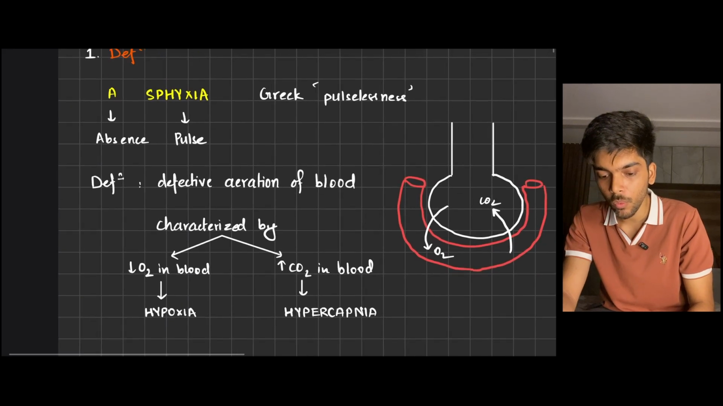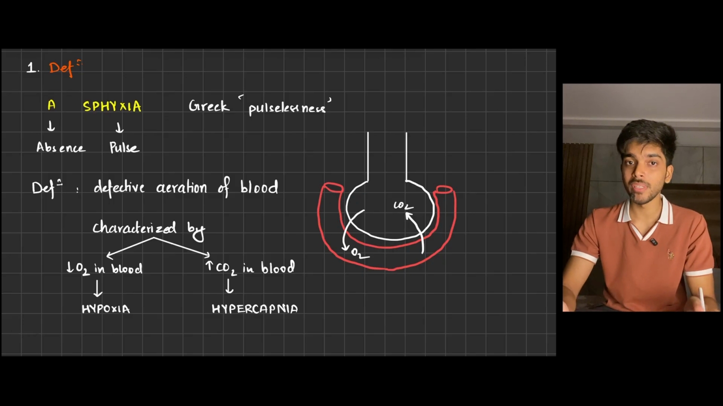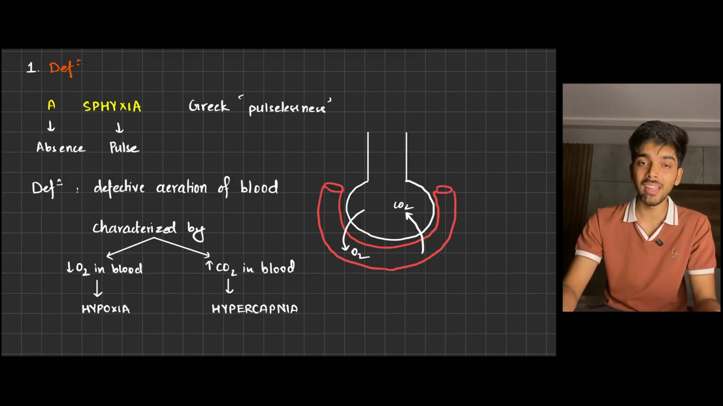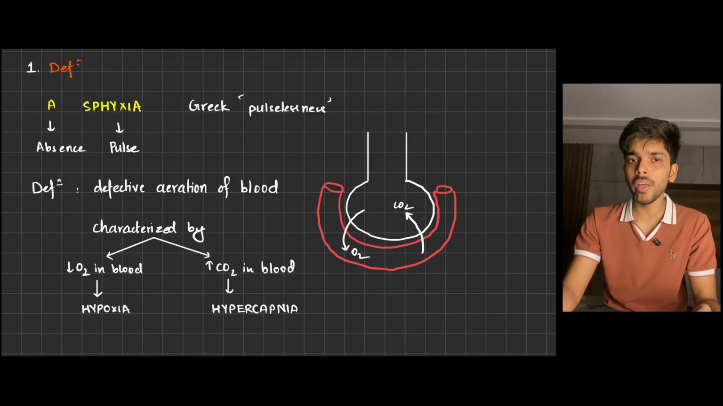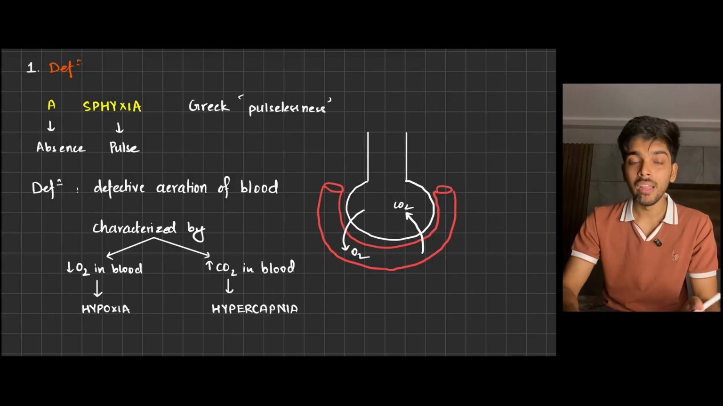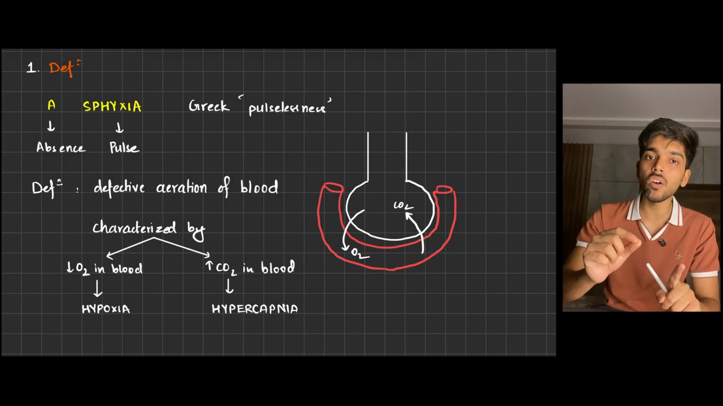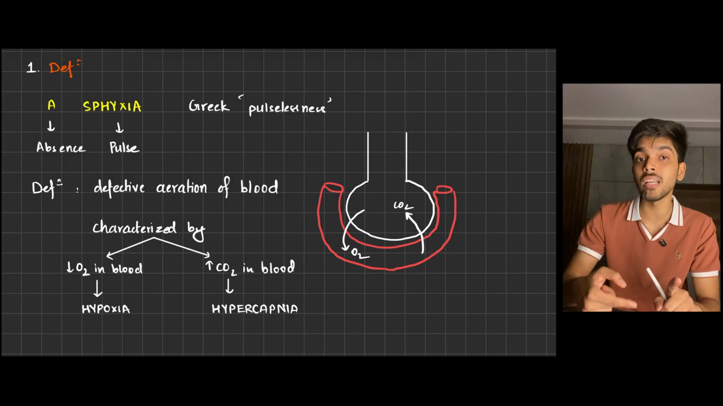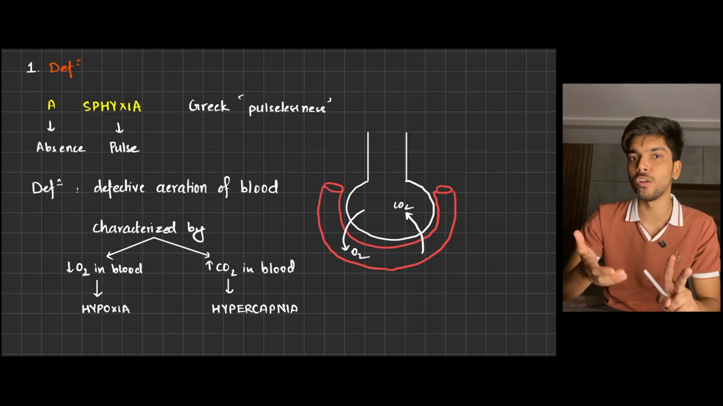So finally, what is asphyxia? Asphyxia can be broken down into A and sphyxia, where A means absence and sphyxia means pulse. So in Greek, it literally translates to pulselessness. By definition, it is defective aeration of blood which can be due to pathology or impairment at the site of ventilation or at the site of exchange or at the site of perfusion or at the site of respiratory control center. It is characterized by two things. Number one, hypoxia. Hypoxia means a decreased oxygen in blood or the inability of the cell to utilize oxygen. And number two, hypercapnia, which means increased carbon dioxide load in blood.